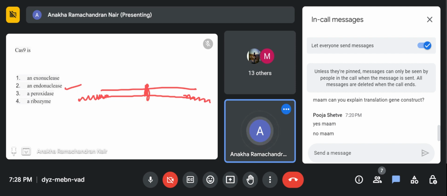A peroxidase is an enzyme that will break down hydrogen peroxide, and a ribozyme is an RNA molecule that has catalytic activity.